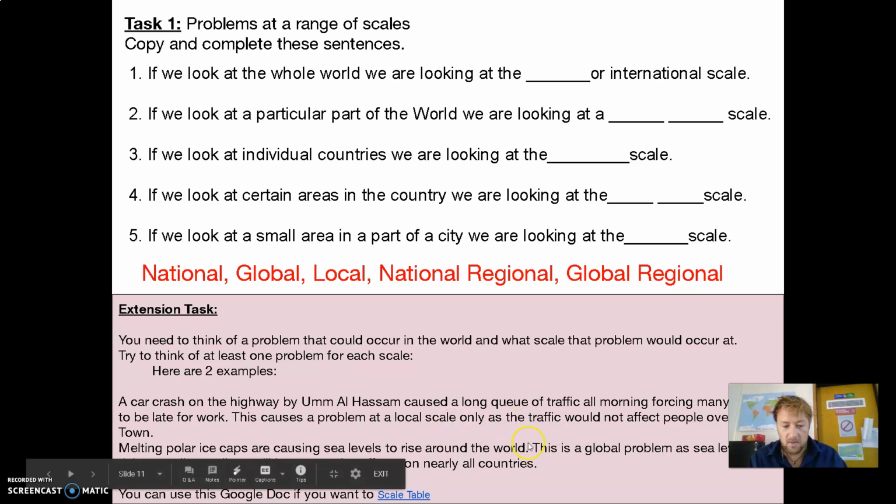Okay. Now, I've also got a Google Doc here. Now, this is a total option. You can either just write out the sentences in your notes like this, or you can open this Google Doc to fill out the problems using the table. That is totally your choice.